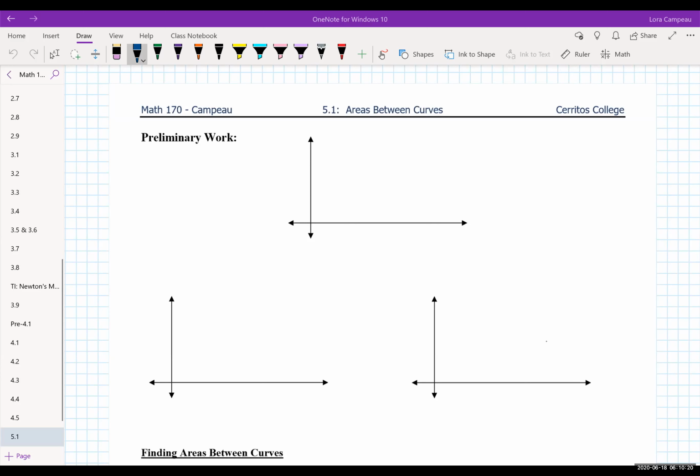But before we get started, I want to go over a few concepts, also known as preliminary work, so that if you take a little time to understand these ideas, perhaps the next few examples will be a little more clear for you.